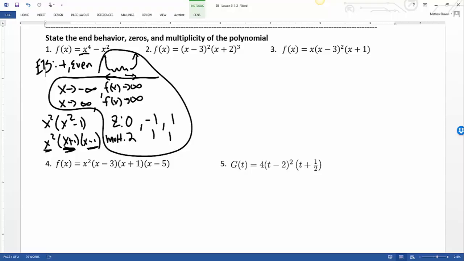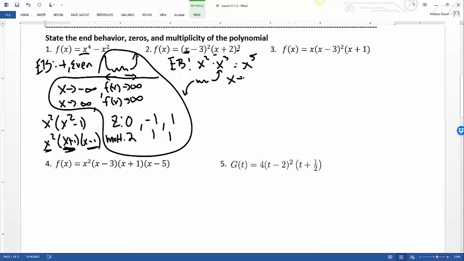So for this one, I need to know the leading term, so to find the end behavior. So remember, to find the leading term, you just multiply the leading term of all the factors. So x squared, because I have 2 of them, and x to the 3rd. So that's going to be x to the 5th. Now that means my end behavior will look something like that.